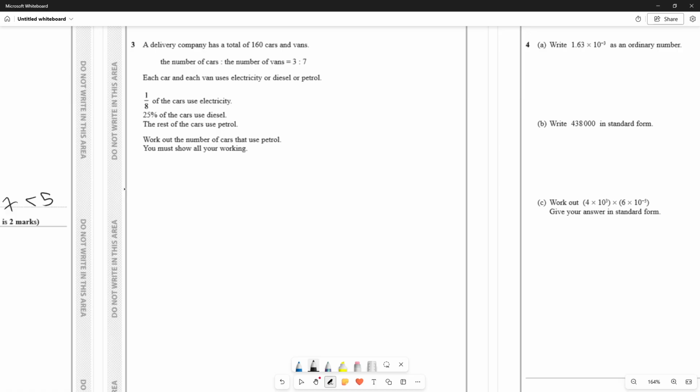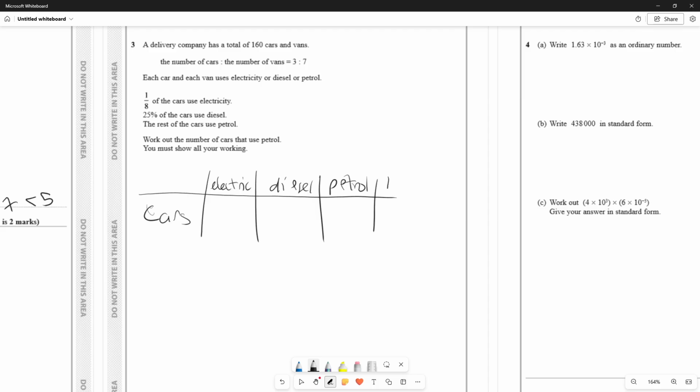Okay, so it's going to be kind of like a cut off one-way table, if that makes sense. So we have cars. I'm going to put electric, diesel, petrol, and total. Notice we can abstract this problem and realize that we do not care about vans. There's no relation between cars and vans other than the ratio.